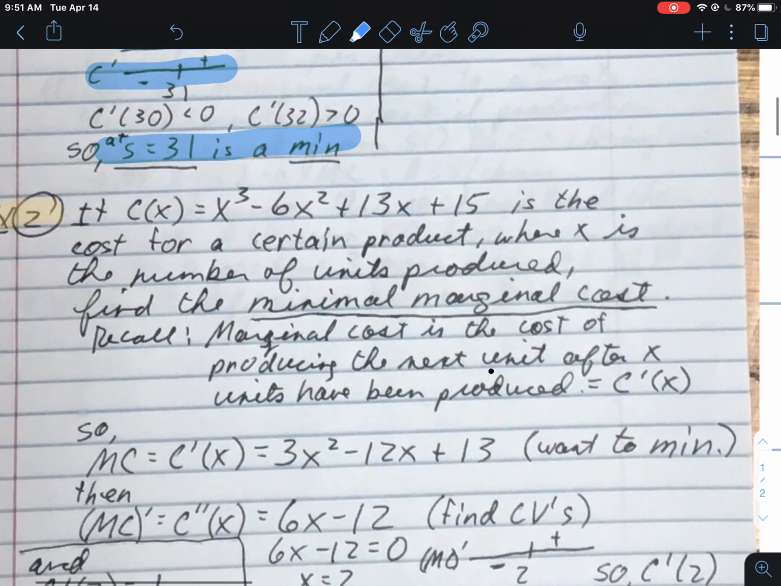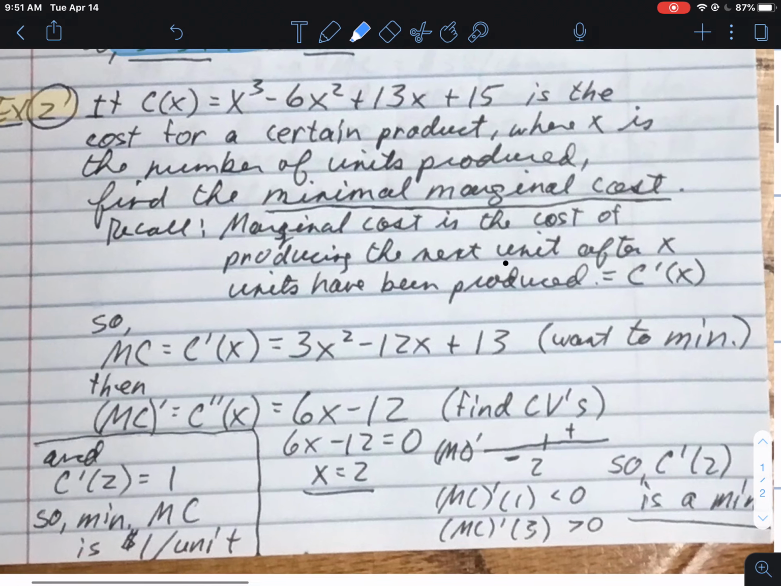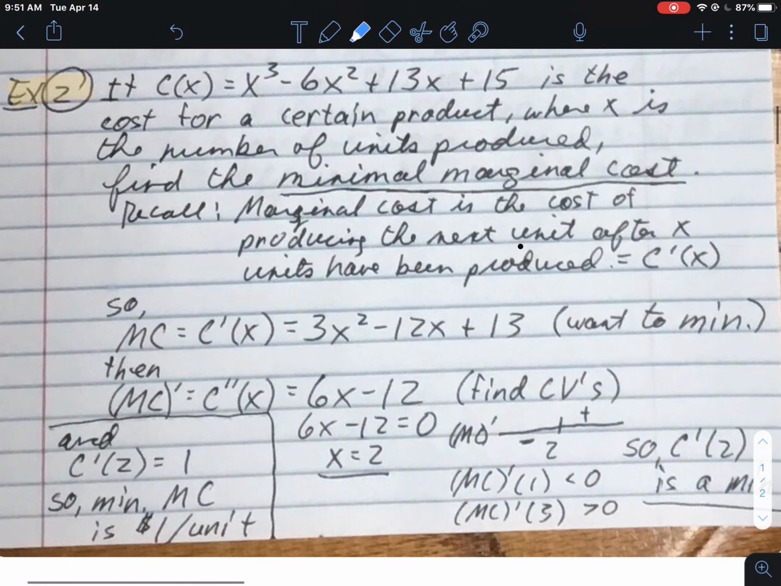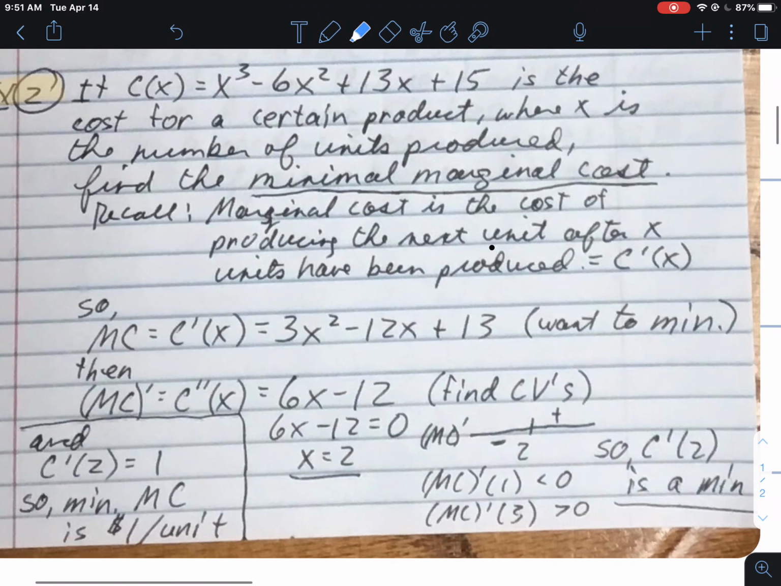A couple of other examples just to show you some different variations on things. Example number 2. For this one, again, we are given a cost function, so C of X equals is our cost function for a certain product, where X is the number of units produced. Let me highlight my cost function. So that's the cost of a product, where X is the number of units produced. We're asked to find the minimum marginal cost.